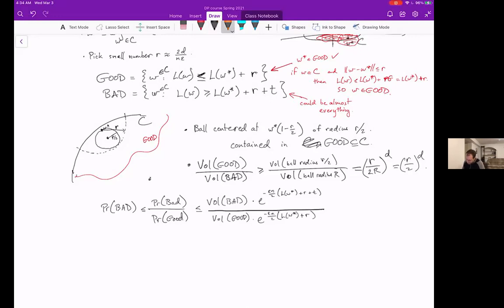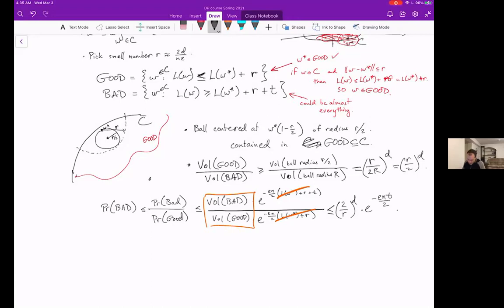Okay, and now what we see is that there's a bunch of stuff that cancels. So this cancels with that. And then for this ratio, we know what its value is over here. So we can just plug that in. And so what do we get? We get 2 over R to the D. So it's at most 2 over R to the D times e to the minus epsilon n T over 2.